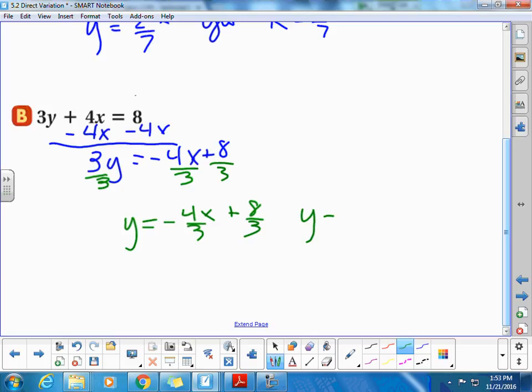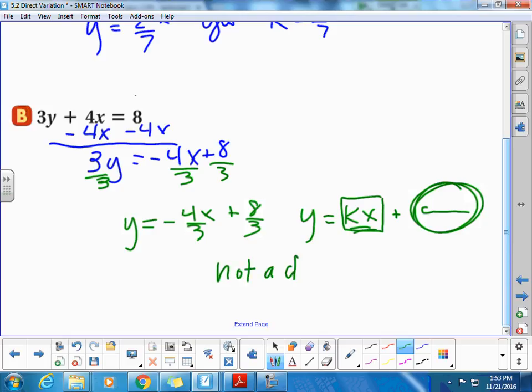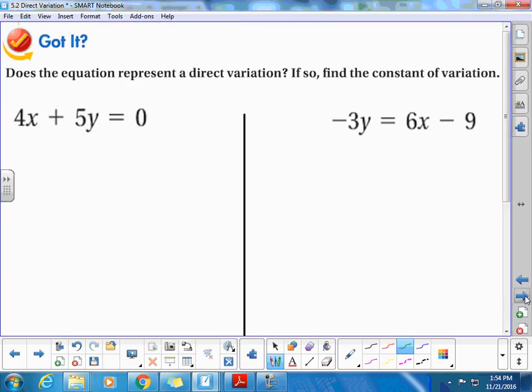Is that in the form y equals kx? If you notice, it has to be just kx. There's no plus anything, so I can't have anything in that spot. So this is not a direct variation, because I have that 8 thirds coming along, and it can't be there.